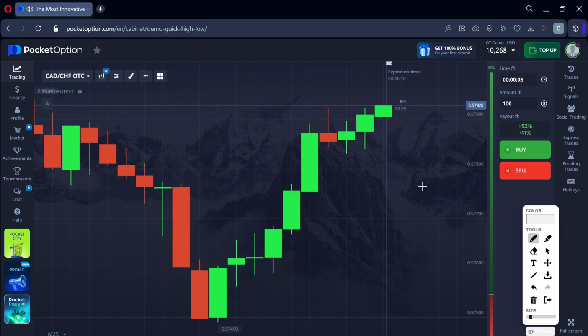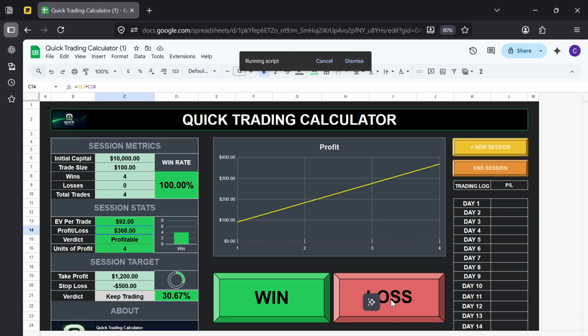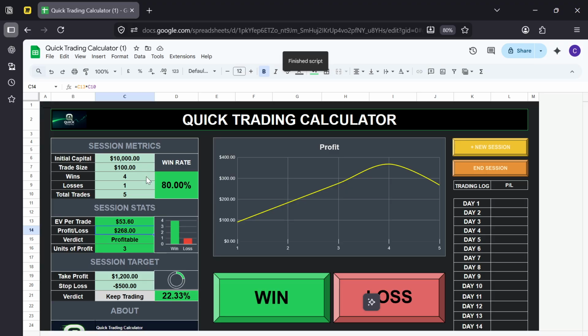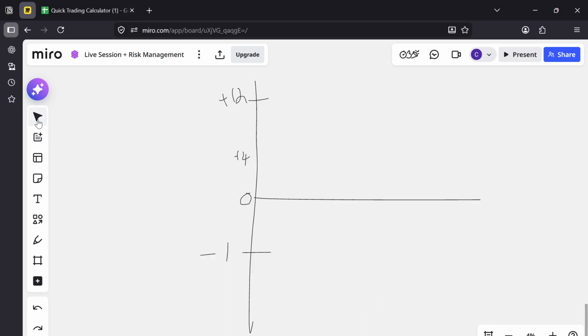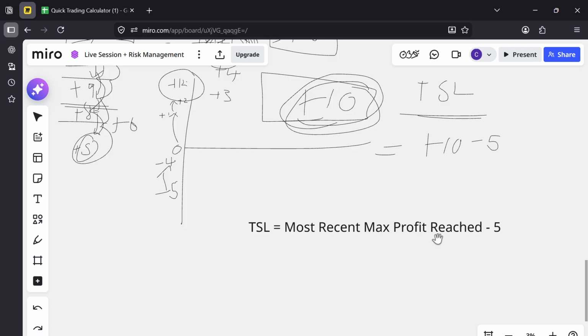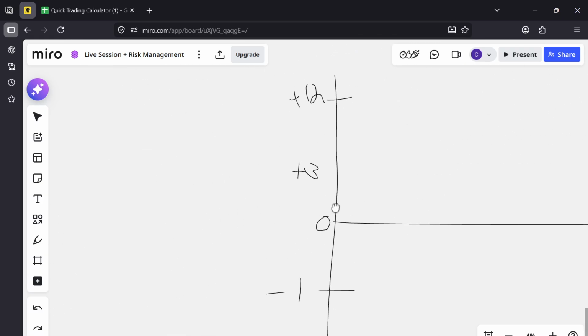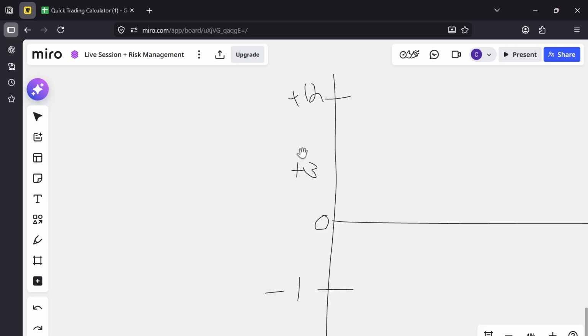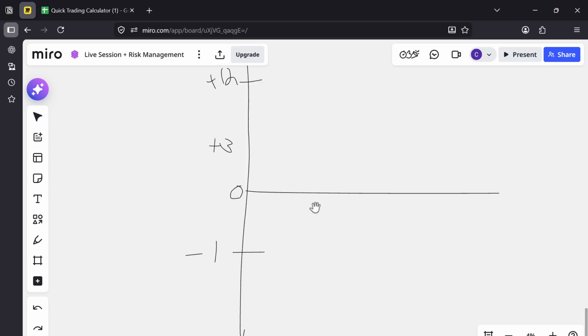Now, it's important for you to realize that because we had that loss, we're obviously going to note it in here as a loss over there, and we're going to note it as a loss in here. Now, we're moving the current profit from +4 to +3. So we once were at +4, we lost 1, now we're moving to +3. That does not mean that we move this trailing stop loss down to -2. We keep it exactly the same because, remember, your trailing stop loss equals your most recent max profit reached minus 5. And the most recent max profit reached was +4. So we need to keep it at that. +4 minus 5 is -1. So we keep that and we continue trading.